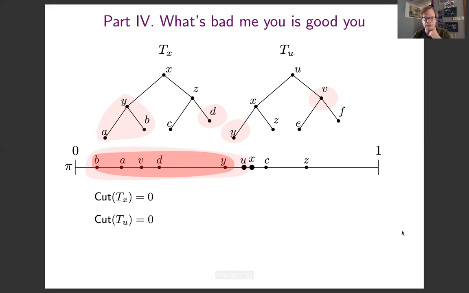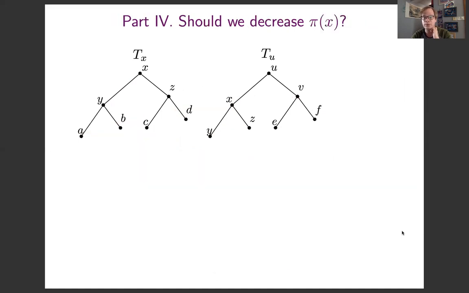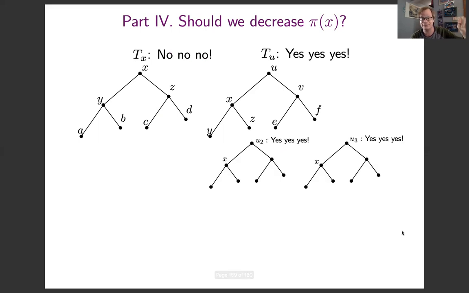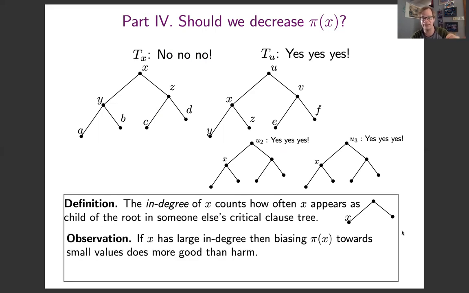If you further decrease x, then cut of Tu suddenly starts happening. So it's kind of obvious that cut of Tx is increasing in pi of x, and everything else is decreasing in pi of x. So if we ask the question, should we decrease pi of x, should we move x to the beginning of the permutation, then Tx says no, no, no, and everybody else says yes, yes, yes. And if there are many trees that say yes, it's better. It pays to move pi of x to the front.